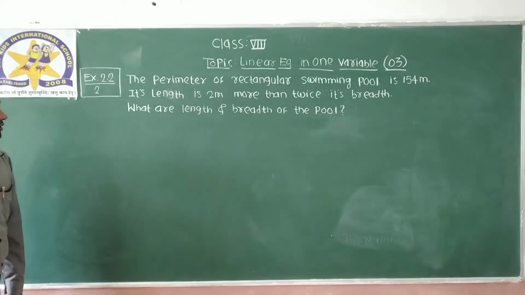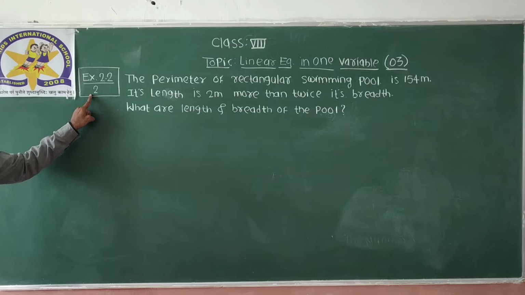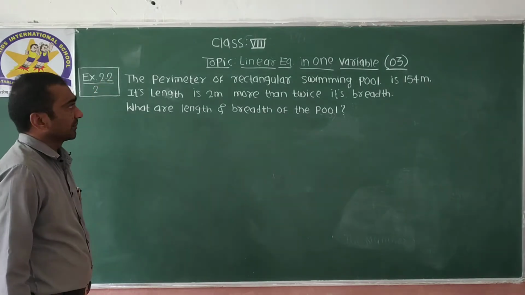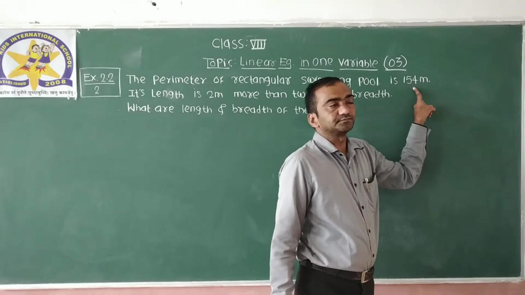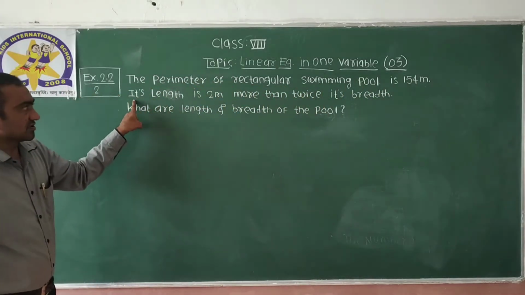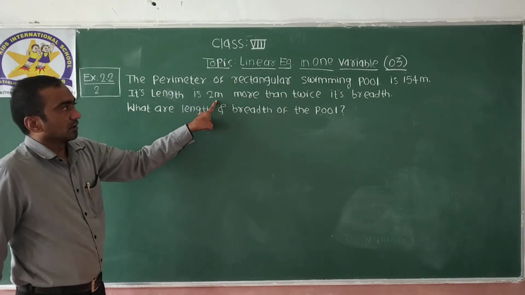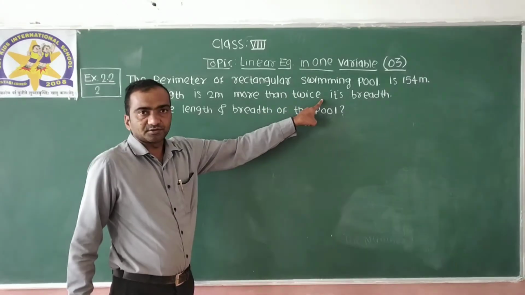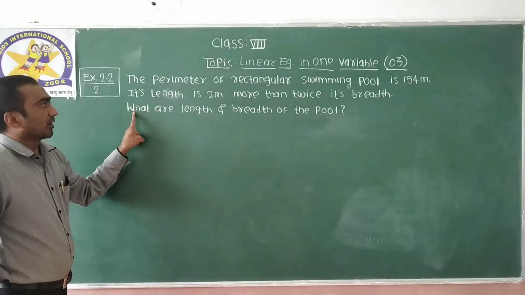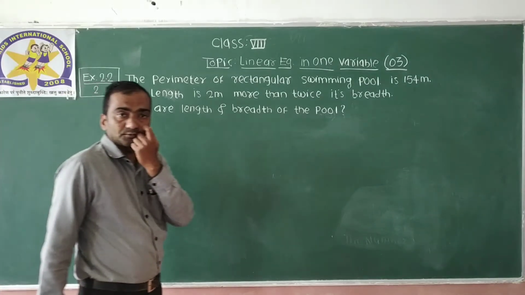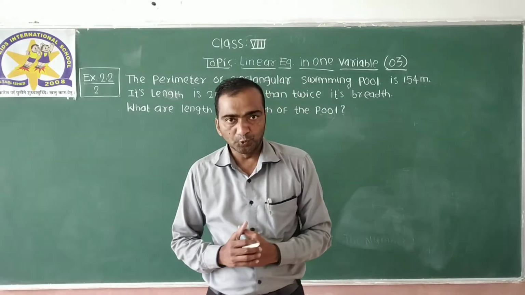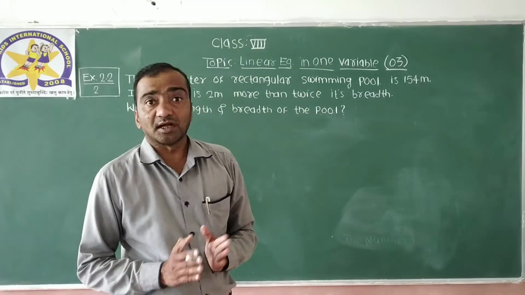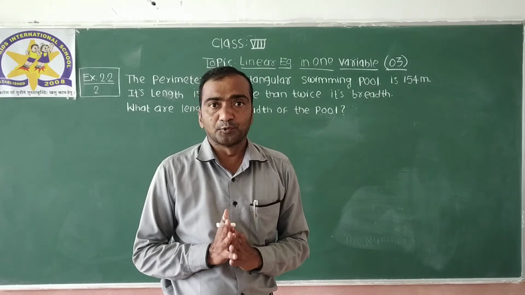Now today we have to start the second question of exercise number 2.2. The question is: the perimeter of a rectangular swimming pool is 154 meter. If its length is 2 meter more than twice its breadth, what are the length and breadth of the pool? Perimeter is given of the rectangular pool. We have to find out the length and breadth of that pool.